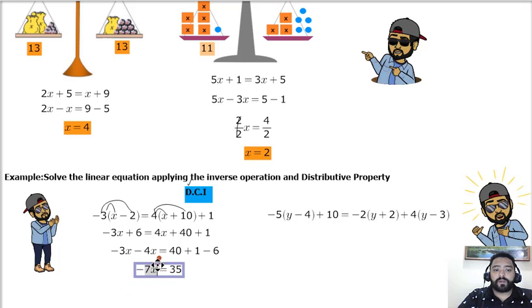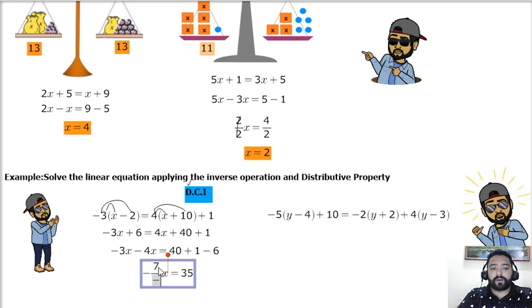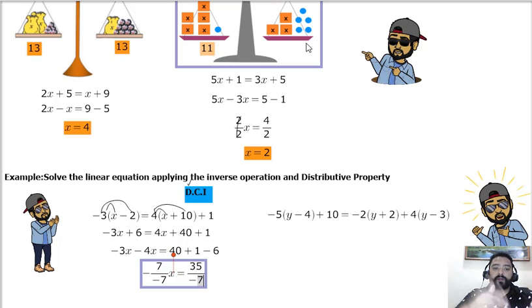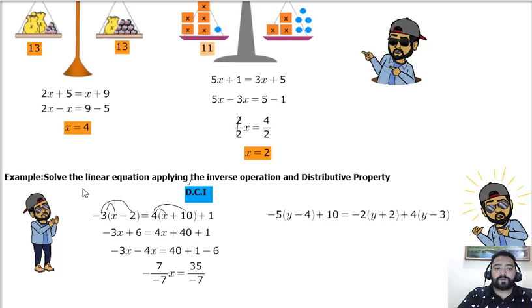But remember, you need to identify the value for x. So in this case, negative 7 is multiplying with x. So we need to divide here, and we need to divide on the other side to keep the idea of the weighted scale, or the equality. And finally, you are going to have x equal to negative 5. Remember, it's so important to identify the rules for integers.